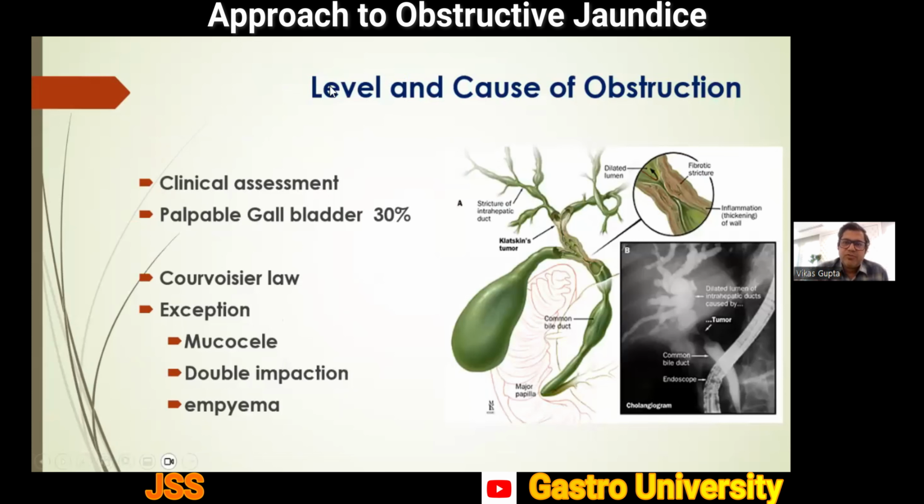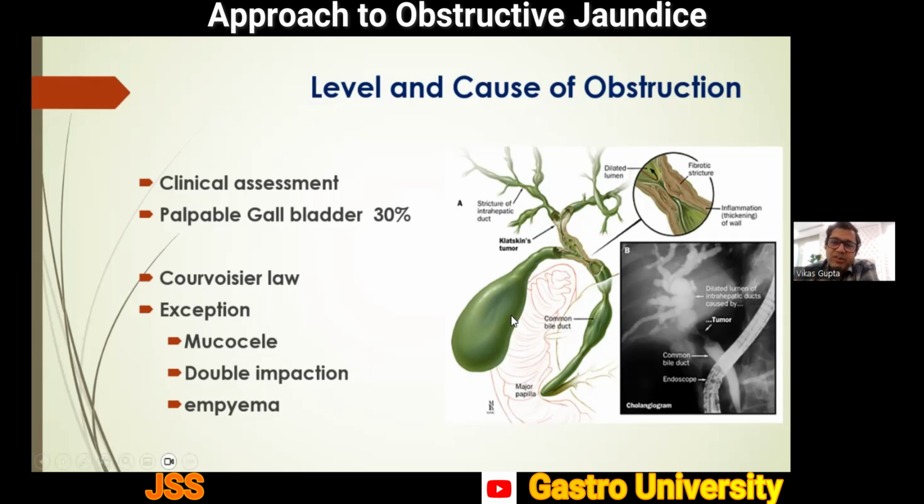So level and cause of obstruction, again, after clinical assessment, if the gallbladder is palpable, which will be palpable only in 30% of the patients with periampullary carcinoma, we can have a fair idea of level of obstruction. If the obstruction is below the level of insertion of cystic duct into the bile duct, the gallbladder will be palpable. But only 30% will have a palpable gallbladder, and we all know Courvoisier's law: whenever in a patient with jaundice the gallbladder is palpable, it is seldom due to stone disease. So it indicates that the obstruction is below the level and it is not due to stone disease.